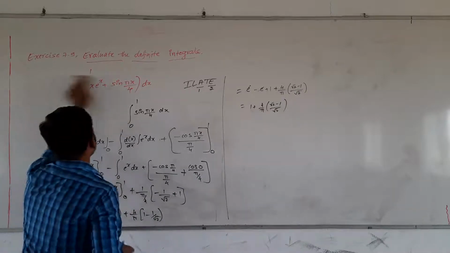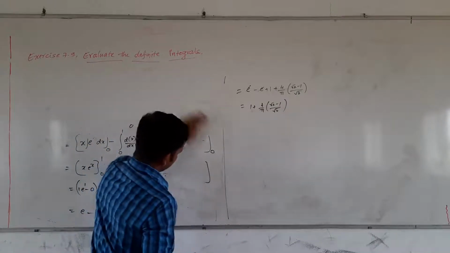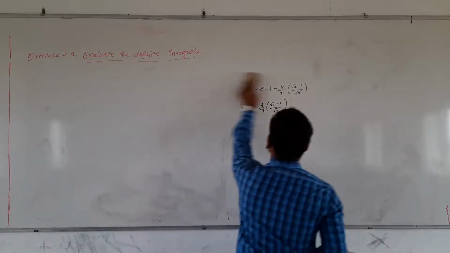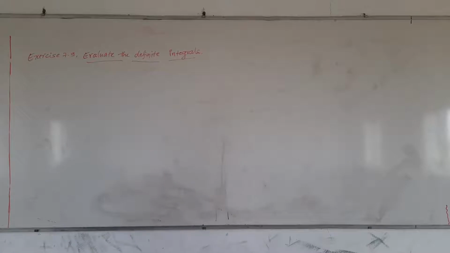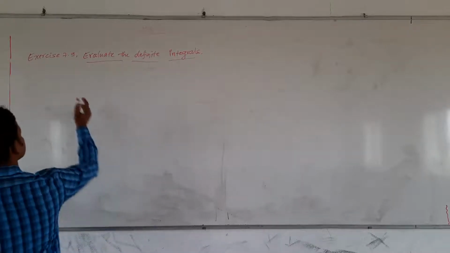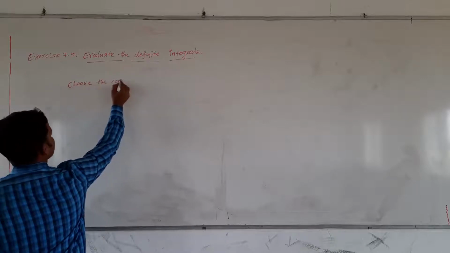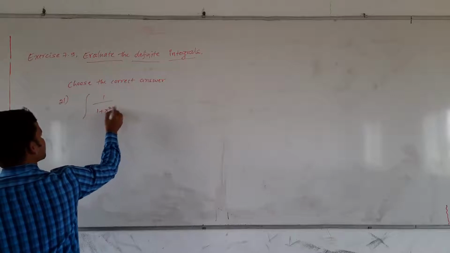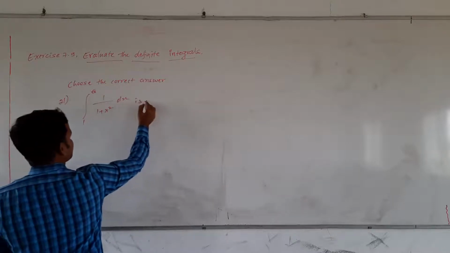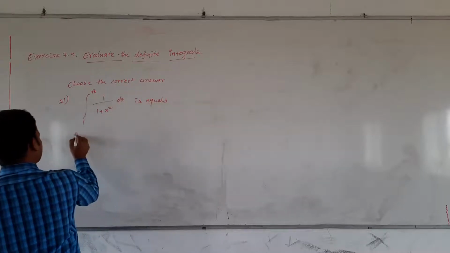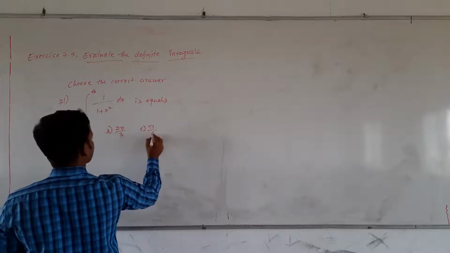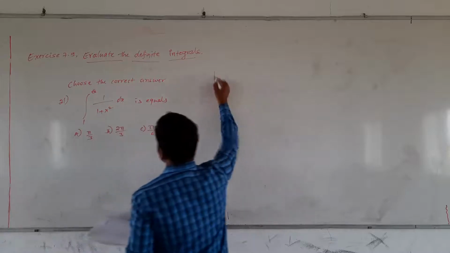This is about problem number 20. Now, problem number 21. Choose the correct answer. Problem 21 is given as the integration of 1 by 1 plus x square with respect to x from 1 to root 3 equals: option A pi by 3, option B 2 pi by 3, option C pi by 6, option D pi by 12. This is about 21.